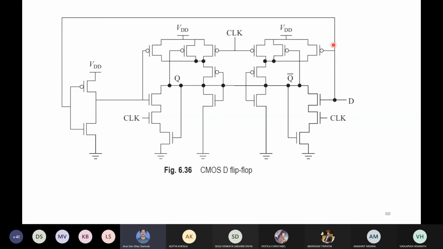Now from this D, another connection is coming, and it is connected through a CMOS inverter circuit, and that output is given to this K input. The rest of the circuit is the same as the JK flip flop. Then the CMOS implementation of the flip flop is possible.